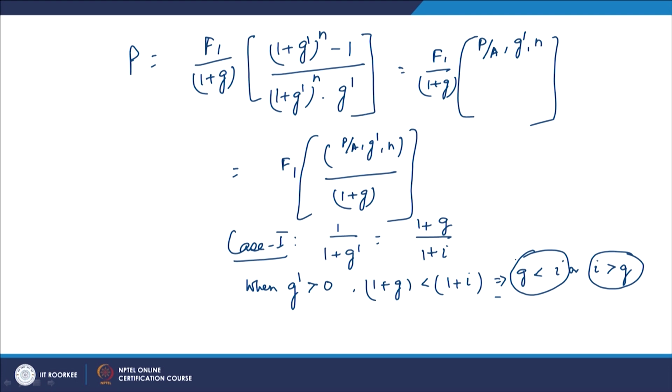When g prime is positive, then you can directly calculate these values. You have the factor P by A, g prime, n. We know that this is (1 plus i) raised to the power n minus 1, divided by i into (1 plus i) raised to the power n. So, in place of i it will be g prime. You will calculate that in the customary form, multiply that factor with the first year payment, and then divide by 1 plus g.